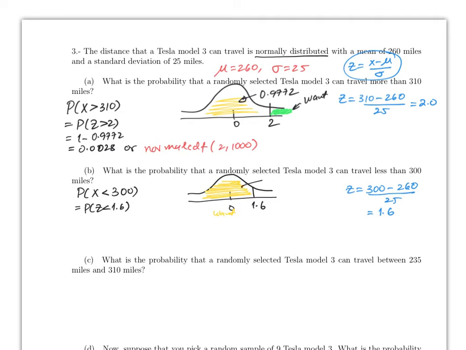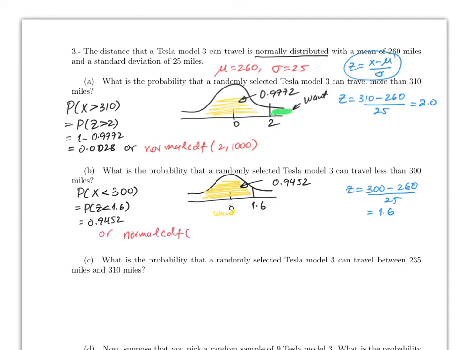What is the value from the table for 1.6? 0.9452. Is that right? Yes. Yes, 0.9452. So then this is the answer. I told you for something like this, the table is faster. Or the calculator will be normal CDF.